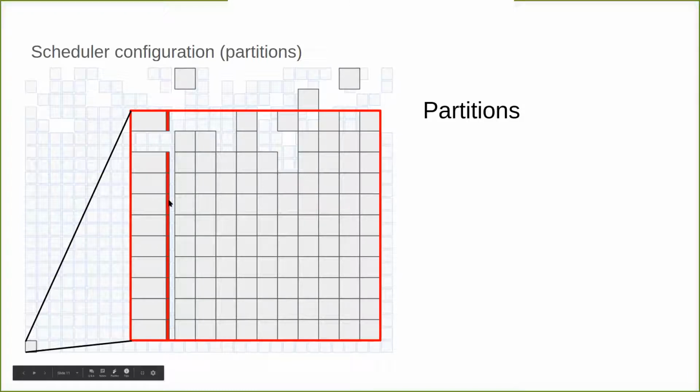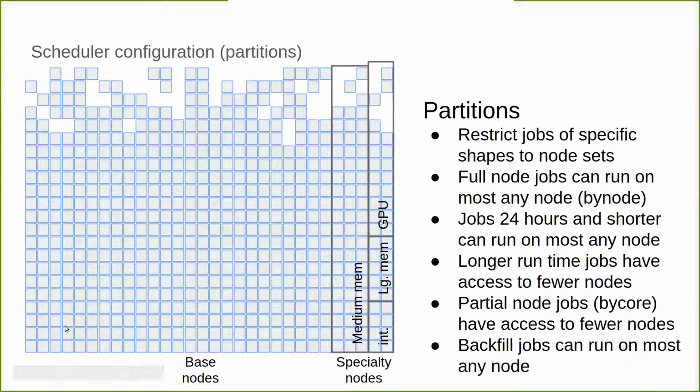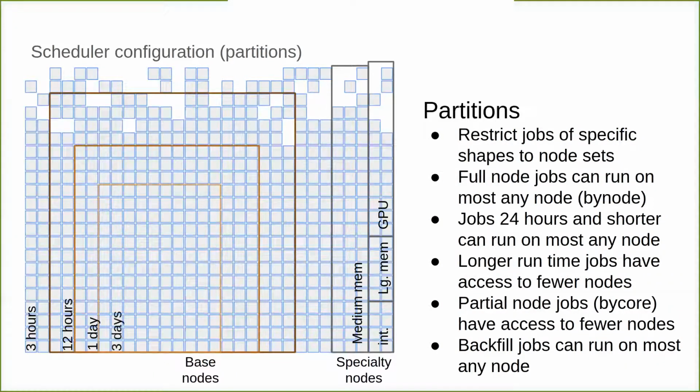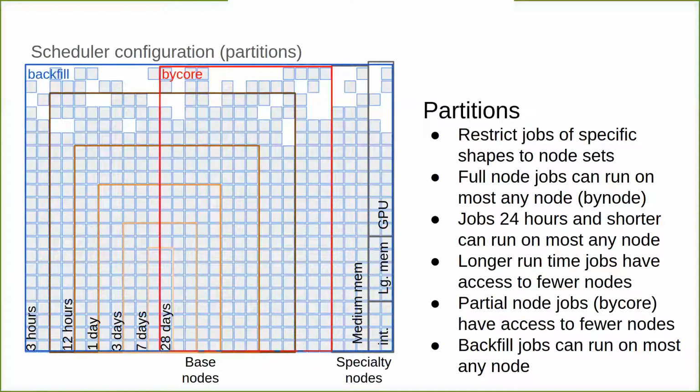So if we take the single node view that we were looking at and then put it into one little box in the node, in the cluster, then we see that there are actually several different groups of nodes that are allowed to do different things. In this case, the partitions restrict jobs of specific shapes to certain node sets. So jobs that are requesting full nodes can run on most any node. These are called the by-node partition.